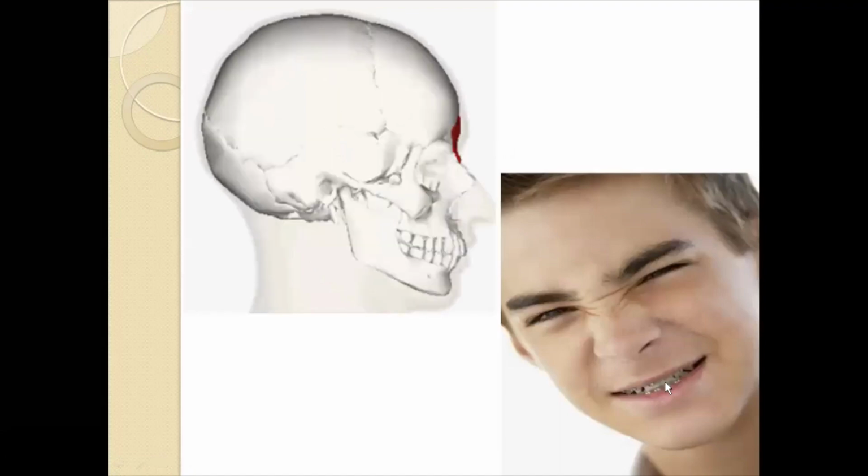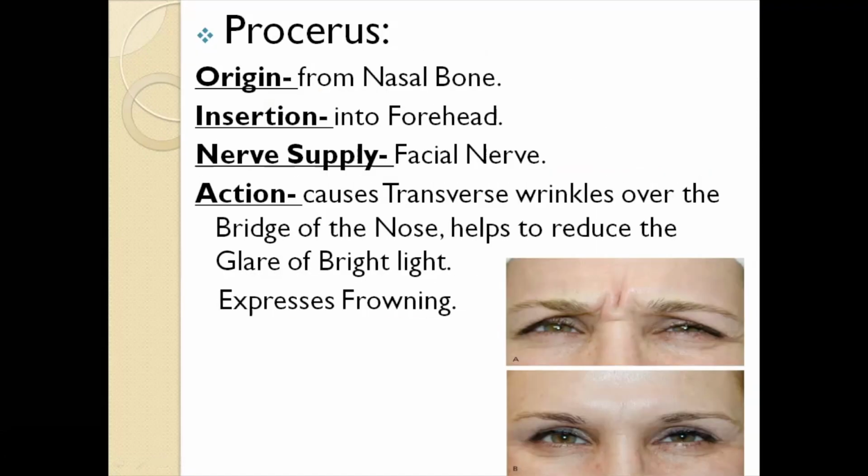You remember while I was discussing corrugator supercilii, I told you that the muscle is responsible for frowning in this area, whereas there's another group of muscle which is responsible for the frowning or the vertical lines in the glabella area or in the forehead area. So, procerus is the muscle which is responsible for the transverse wrinkles over the bridge of the nose or to express frowning. Okay, so procerus along with the corrugator supercilii causes the complete action or the complete expression of frowning.